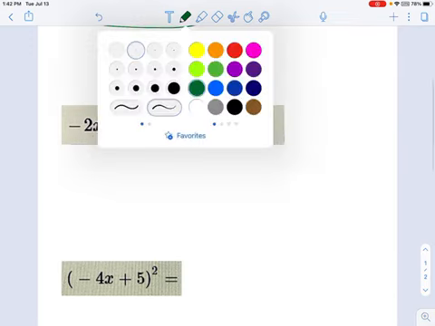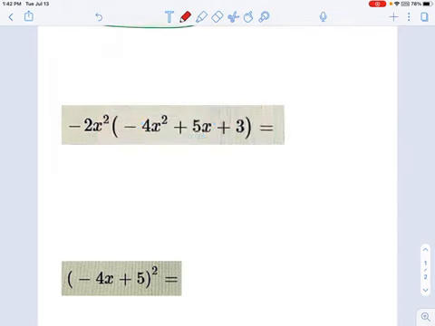So here's another example. In this one, we're distributing multiplication through the parentheses. A lot of people just call it the distributive method. So negative 2x squared times negative 4x squared becomes positive 8. That's negative 2 times negative 4. And then the x squared times the x squared makes x to the 4th, right? You add up the exponents.